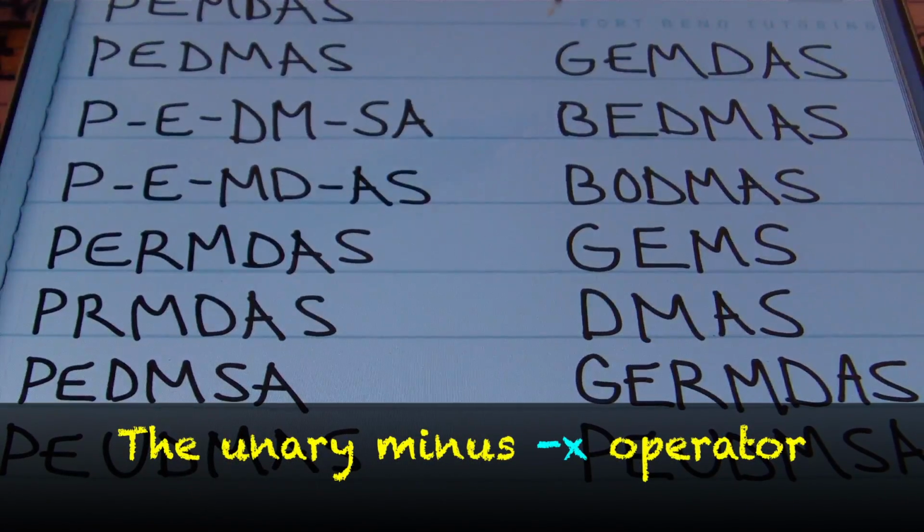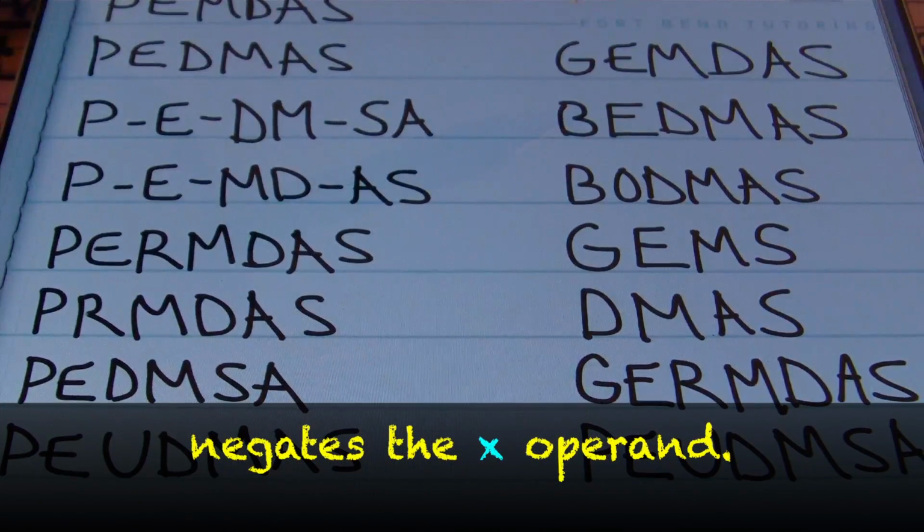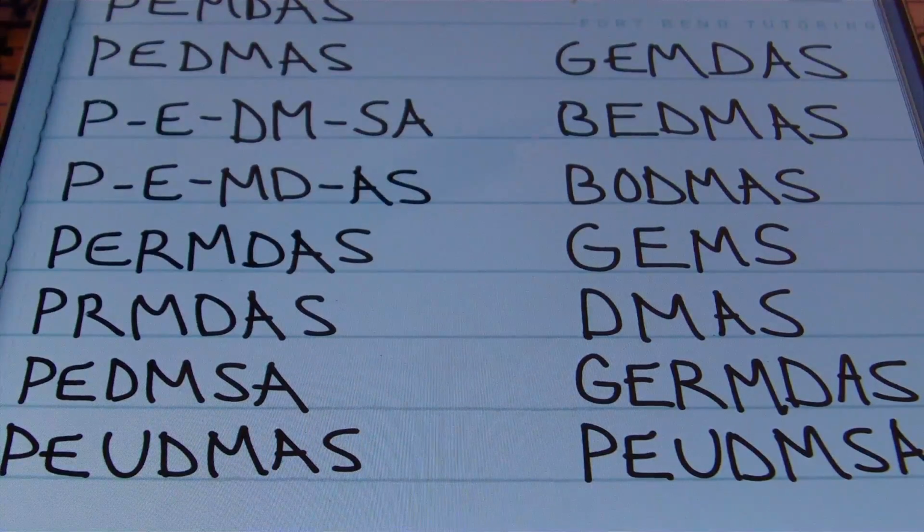Then you have our lovely friend GEMDAS. GEMDAS is when you have G as the grouping symbol. So basically a substitution for the P for parentheses. They'll just go ahead and generalize and say G is any grouping symbol. Do those things first. B stands for brackets. They're replacing the grouping symbol or parentheses with brackets. So it's brackets, exponents, division, multiplication, addition, subtraction.